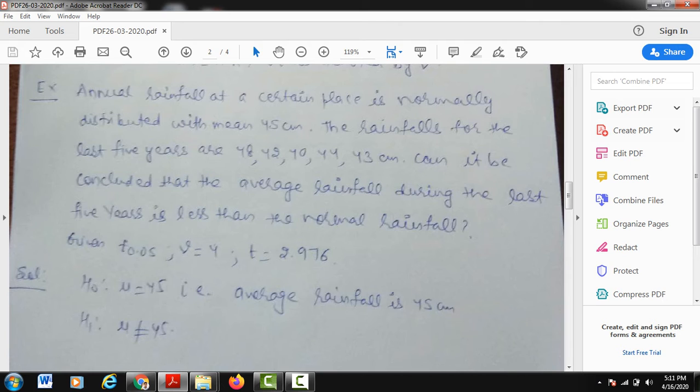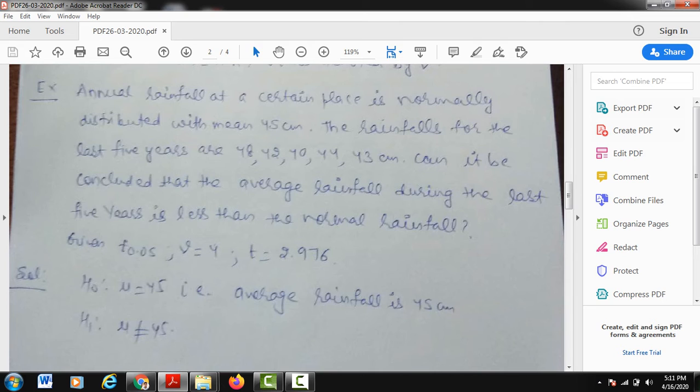So n minus 1, 5 minus 1, that is 4. So the question is, the annual rainfall at a certain place is normally distributed with mean 45 centimeters, and the 5 years rainfall has been given to you. The data for 5 years is given to you.